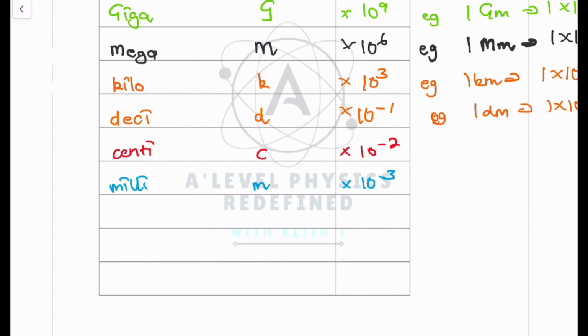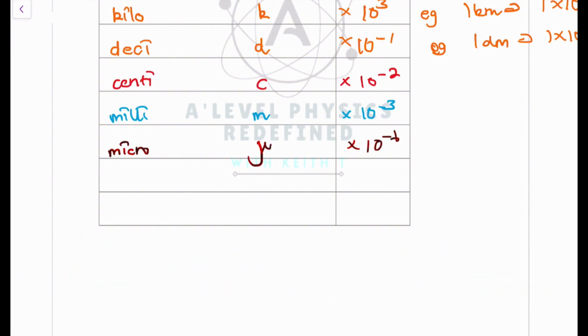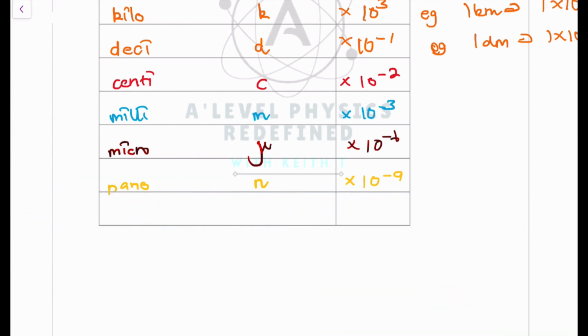What else do we have? We have micro. Micro just means very small, and the symbol is a mu, and the factor is 10 to the power of negative 6. What else do we have? We have nano, which is a small letter n. That's going to be times 10 to the power of negative 9. Again, you have saved yourself from writing 0.000 with 9 zeros. You can just say 1 nanometer, and you've hidden all those 9 zeros after the decimal point.